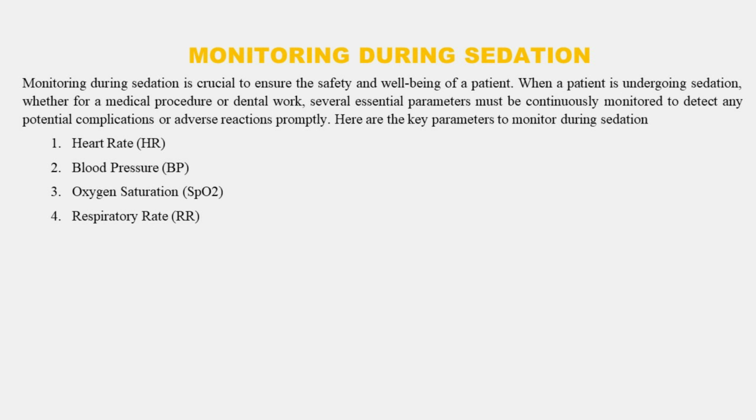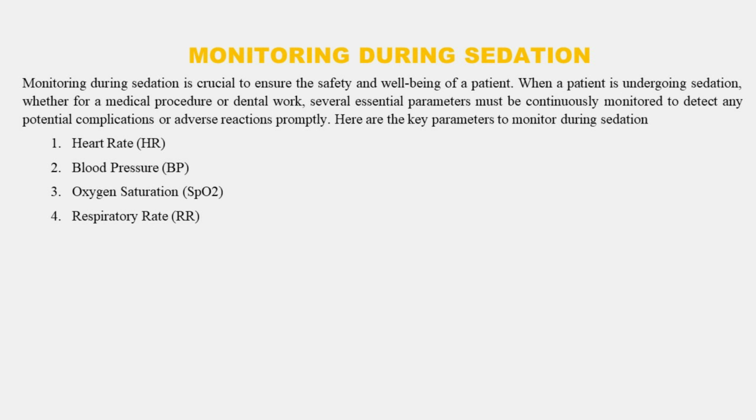2. Blood pressure, BP. Blood pressure measures the force of blood against the walls of the arteries and is another critical parameter to monitor. Monitoring BP can identify hypertension, high blood pressure, or hypotension, low blood pressure, that might result from the sedation process or the patient's underlying condition. Fluctuations in blood pressure can have a significant impact on a patient's well-being, and prompt intervention may be necessary if BP deviates from the normal range.